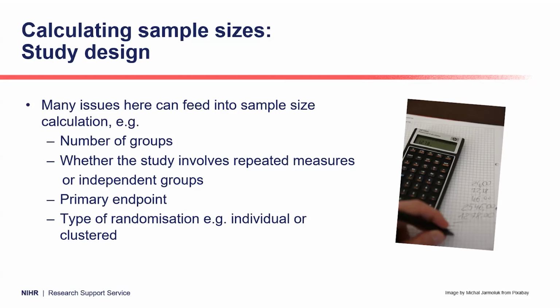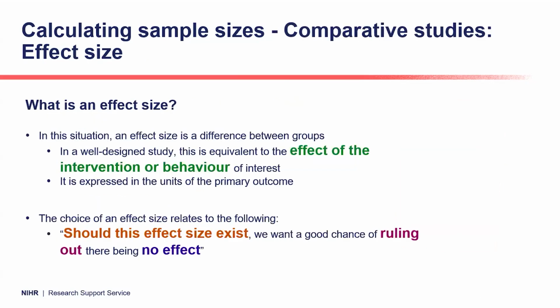Next, I'd like to talk about the effect size, which is essentially a numeric value of the difference between the groups which you expect to find in your study, and it's expressed in the units of the primary outcome. In a well-designed study, this is equivalent to the effect of the intervention or behaviour of interest. Why do we need the effect size?